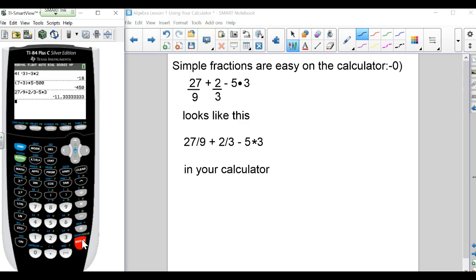Now, one of the reasons I love the calculator is that it will take any decimals and convert them to fractions in lowest terms. So while you have this answer on your screen, you go up and you hit the math button and then hit enter twice, and it will convert that into a fraction in lowest terms, and we see our final answer is negative 34 over 3. This is much easier than doing it by hand.